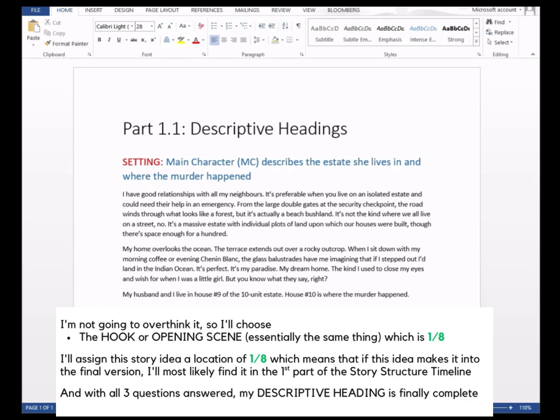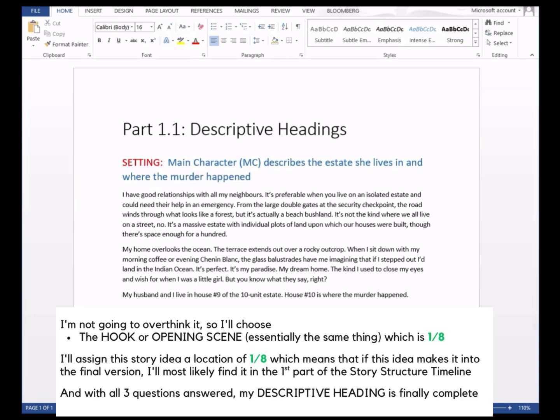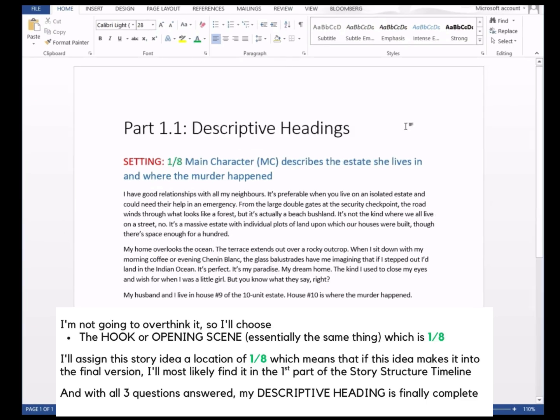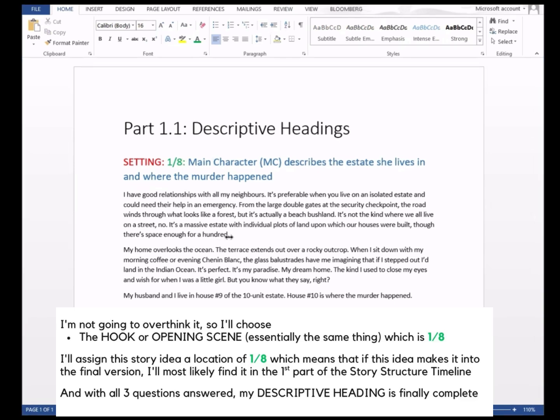This means that I'll likely find my story idea in the first part of the story structure timeline, or 1 out of 8. I'm going to squeeze that between the focus and the short descriptive heading so that when I read it out, I'll know firstly that my idea is about the setting, secondly the hook, where thirdly my main character describes the estate she lives in and where the murder happened. And with all 3 questions answered, my descriptive heading is finally complete.